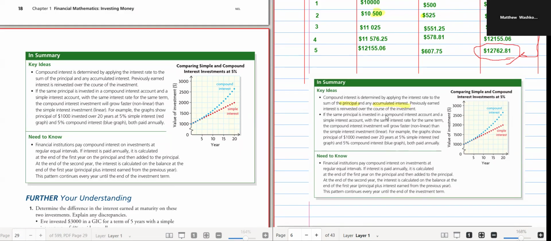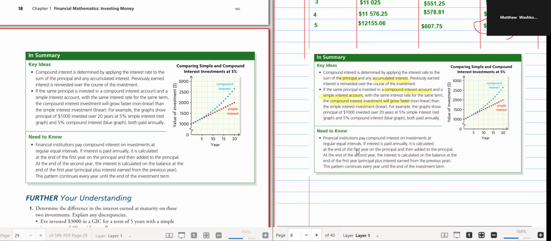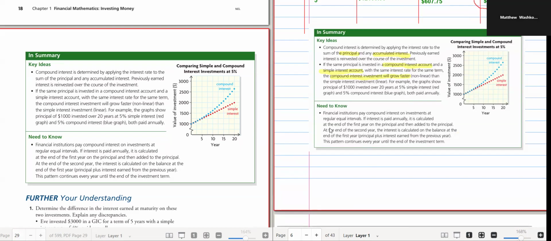So if the same principal is invested in a compound interest account and a simple interest account, then the compound interest will grow faster and it will end up as a larger sum. Again, look at this chart here. We'll deal with that a little bit later. So here's an important part though. Generally speaking, it's at regular intervals. If it's done annually, it is at the end of the period. So annually is once a year. So it's done at the end of the year. If it was done monthly, it would be done at the end of the month, right?